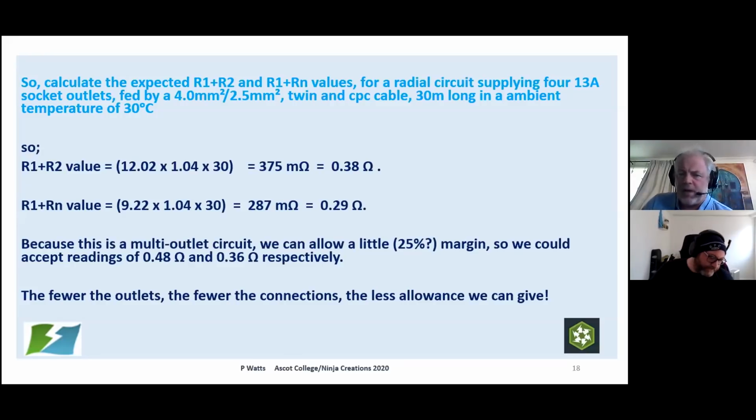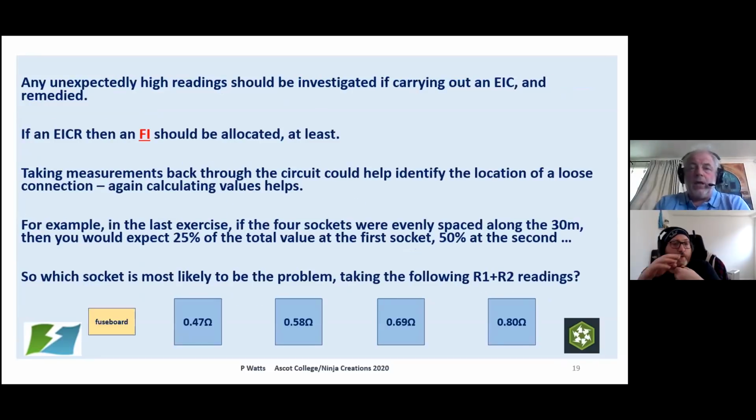Yeah, I've had readings on test rigs of over like 1.4, 1.5 ohms, and then you flick the switch a few times and it comes down to about 0.29. And you think, well, that's just the nature of the beast. And the older sockets get, the more likely that is to happen. But it'll also happen on new sockets, brand new stuff out the box. So if we got an unexpectedly high reading, we should investigate it. If we're carrying out an EIC, it's new work, we need to sort out why we've got an unexpectedly high reading, and we need to remedy that.